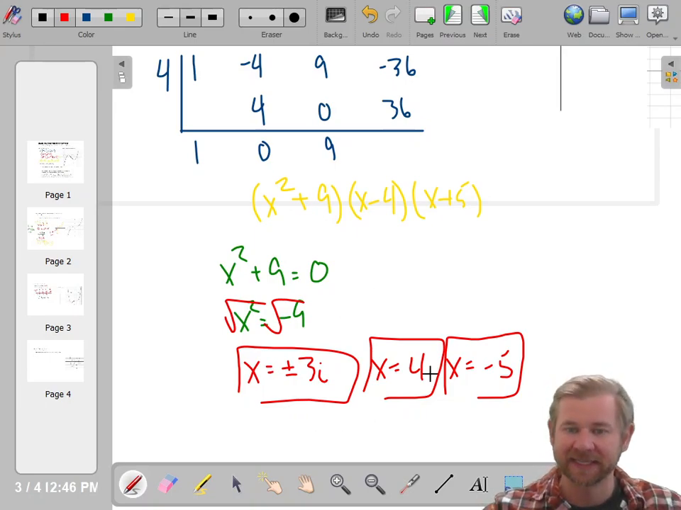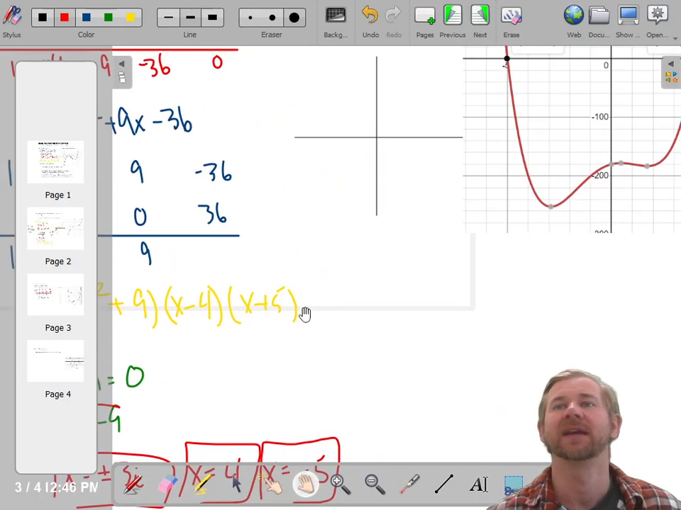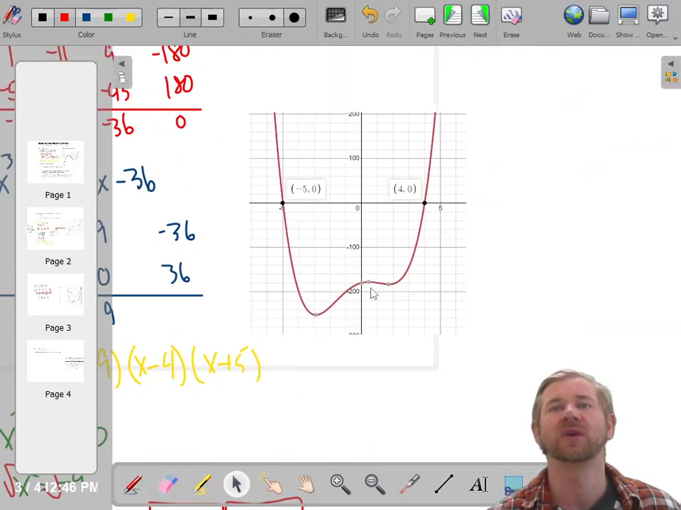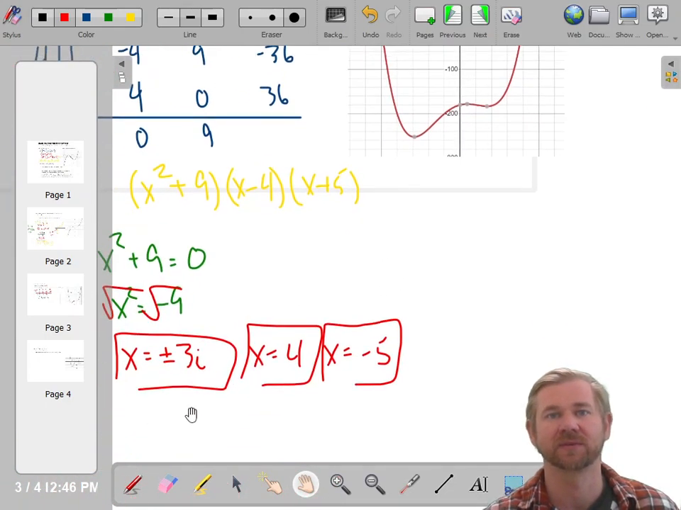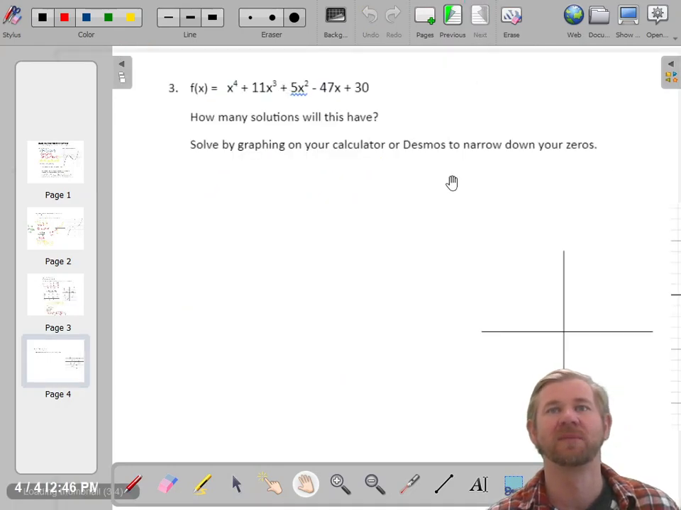So we're combining some ideas from the previous unit into what we've talked about with the graphs, and now I can see there are only 2 real zeros, but there are 2 complex zeros. Okay, and that's what we got right here. Cool. Let's do one more.